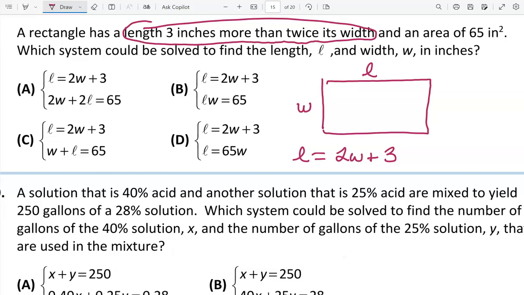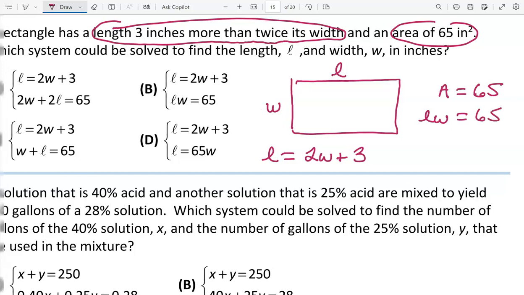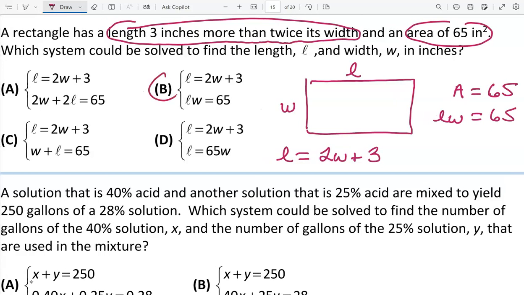That doesn't actually narrow anything down. The second equation is going to be the clincher for us here. The area is 65 square inches. And the area, if the area is equal to 65, then area of a rectangle is length times width. So length times width is equal to 65. That's going to give us choice B as the system of equations.